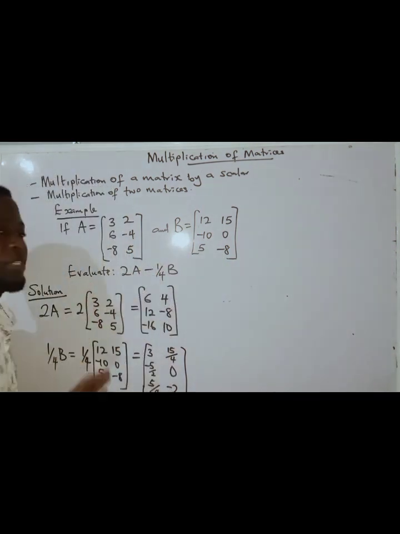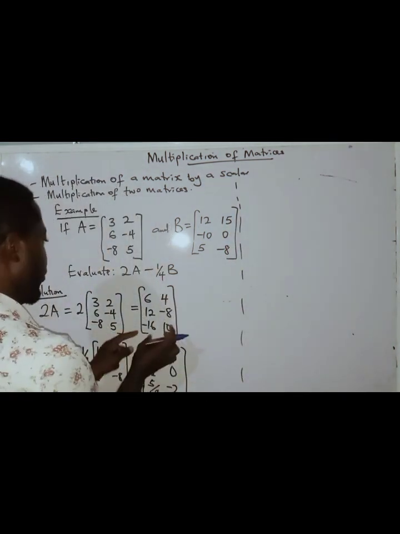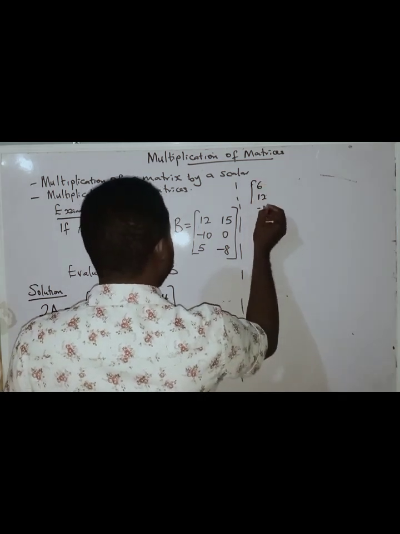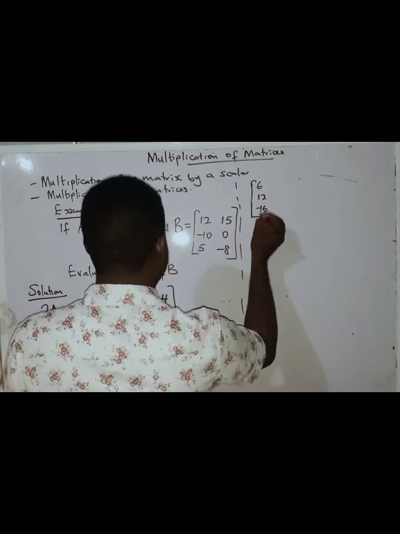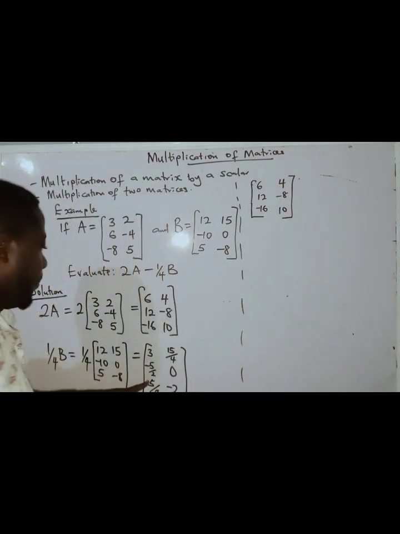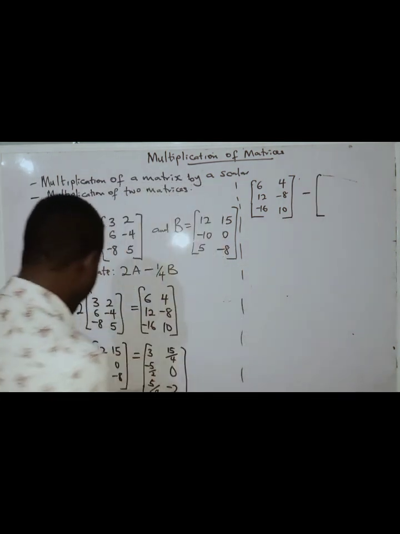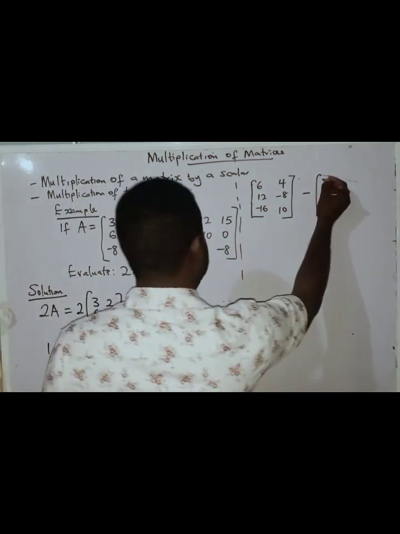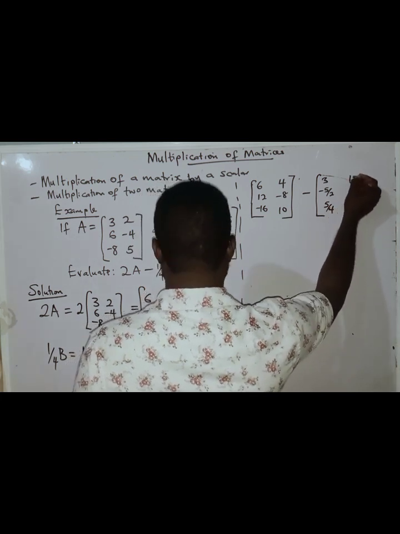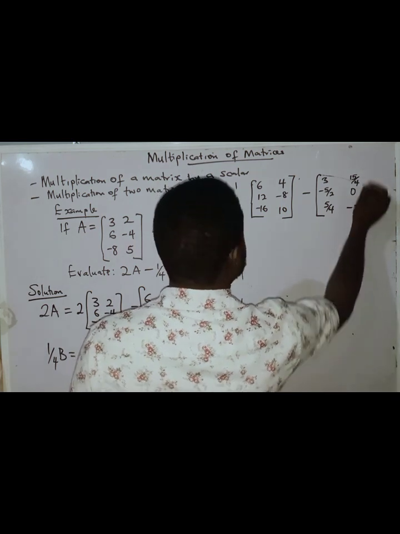Now the next thing is to solve this question. Now we can evaluate this. I'm going to say 2A is our 2A, and that's 6, 12, minus 16, 4, minus 8, 10, minus 1 over 4B. So what's the answer of my 1 over 4B? This is 3, minus 5 over 2, 5 over 4, 15 over 4, 0, and minus 2.